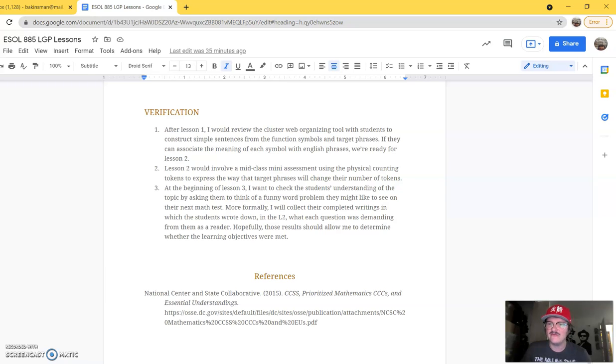I think this would be a good way for them to express all of these functions and generate their own content in this case. All right.